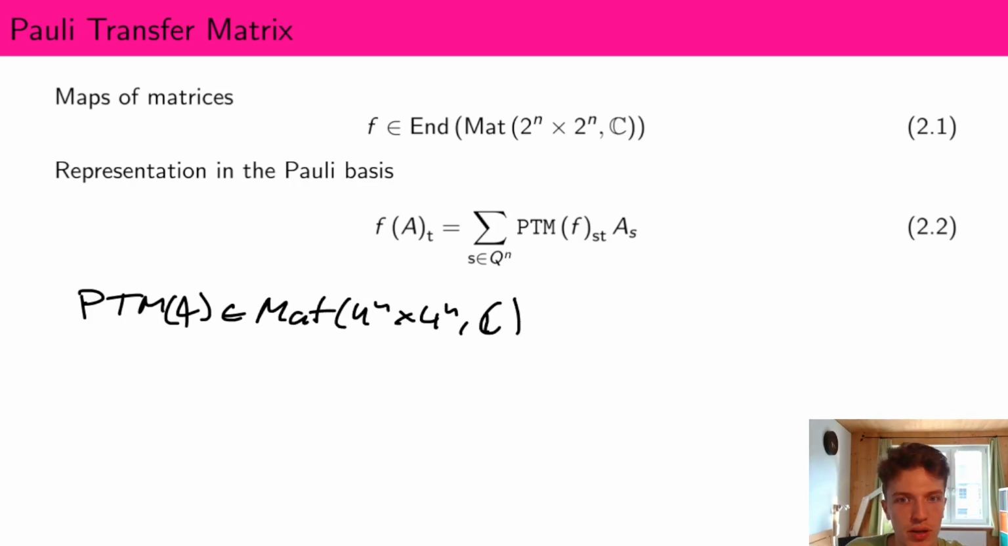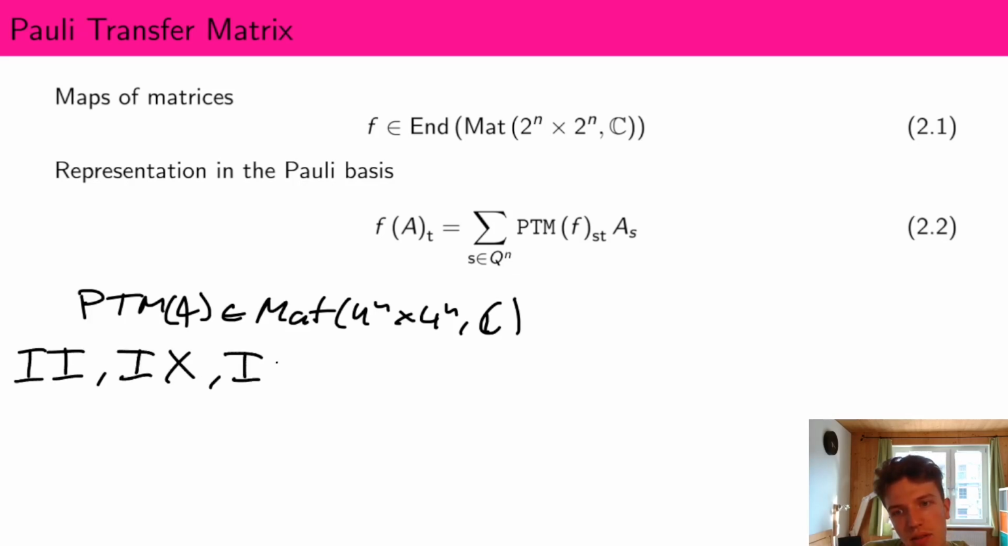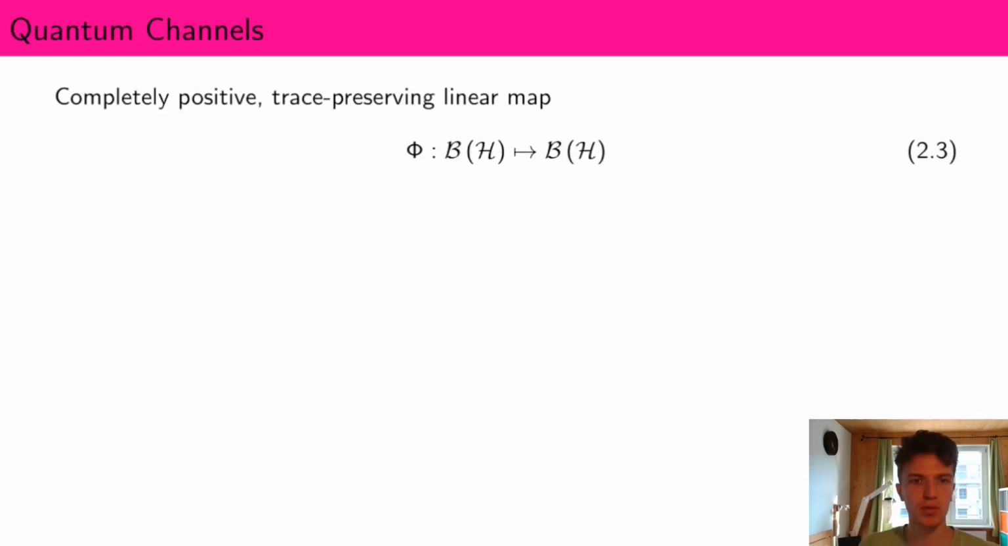For the Pauli transfer matrix, we use the lexicographic ordering. So for example, in the 2-qubit case, we start with 1 1, 1 x, 1 y, 1 z, x identity, and so on. One example for such a map would be a quantum channel, which is a completely positive trace-preserving linear map. Of course, the Pauli transfer matrix is not the only way to represent a quantum channel.